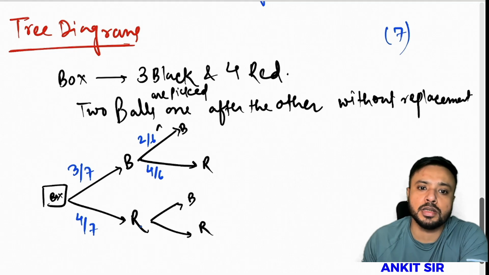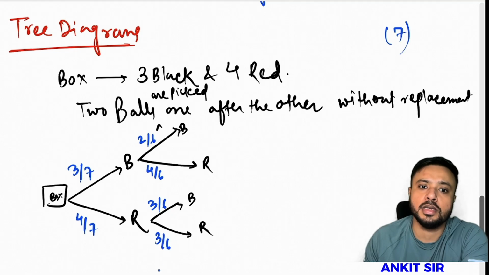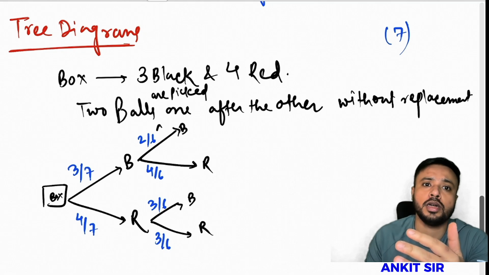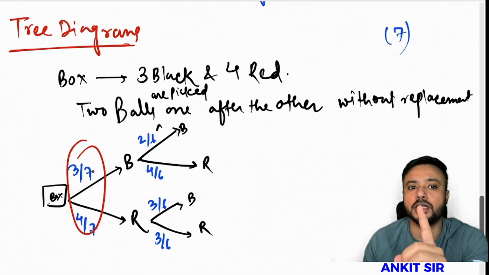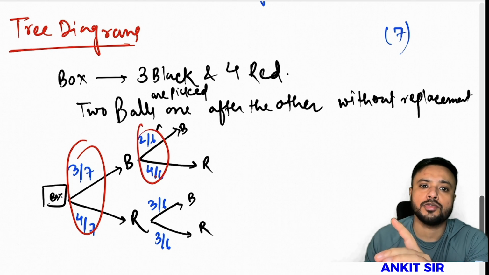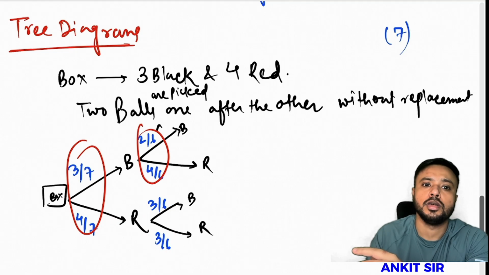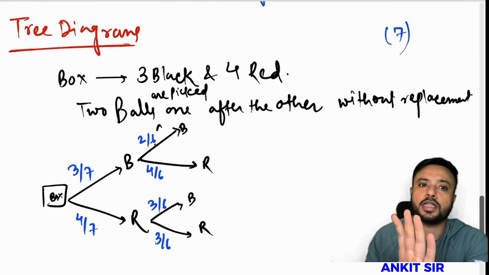Now if the first pick is red, the probability for the second pick to be black would be 3 by 6 and red would again be 3 by 6. So this is how we figure out the probability, guys. And another trick you need to understand here: for a single branch, if you add the probabilities, you should always get the answer as 1. For example, 3 by 7 plus 4 by 7 is 1, 2 by 6 plus 4 by 6 is 1, 3 by 6 plus 3 by 6 is 1. So for branches like this, the overall probability always has to be 1.